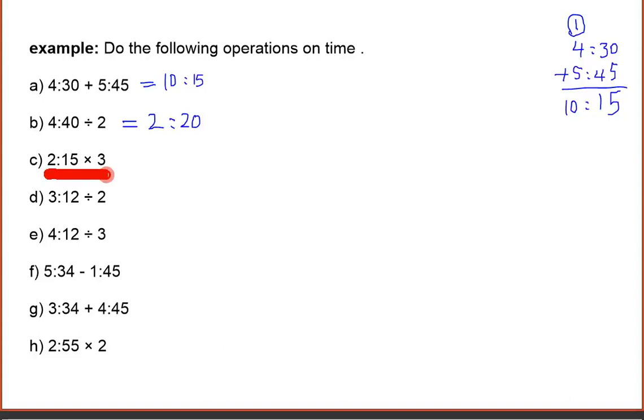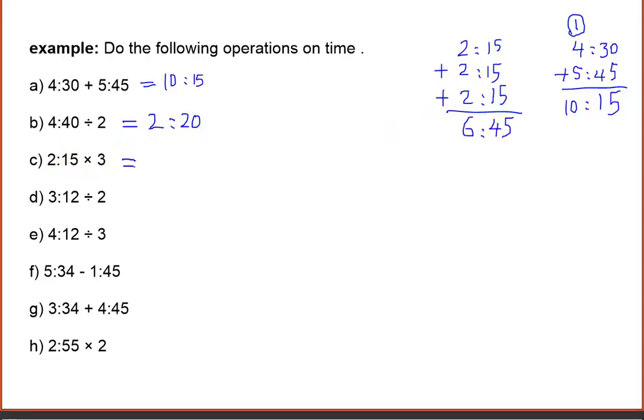Multiplication is repeated addition. For example, I can add 2:15, 2:15, and 2:15. So I can rewrite this addition 3 times. And if I write it 3 times, it's the same as a multiplication, of course. Okay, so this will be 45 and this will be 6.